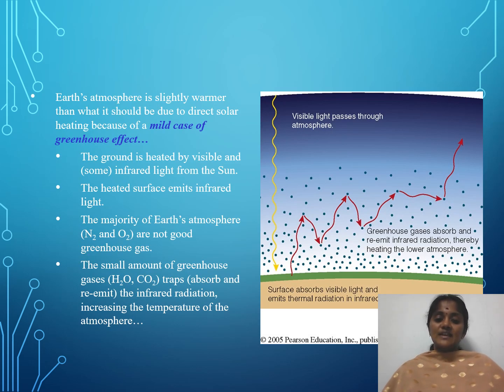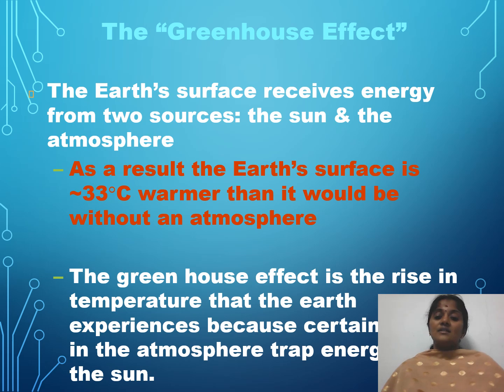Earth's atmosphere is slightly warmer than what it should be due to direct solar heating because of a mild greenhouse effect. The ground is being heated by the visible and the infrared light from the sun. The heated surface emits infrared light. The majority of Earth's atmosphere, nitrogen and oxygen, are not good greenhouse gases. A small amount of greenhouse gases like water vapor and carbon dioxide traps, absorbs and re-emits the infrared radiation, increasing the temperature of the atmosphere.